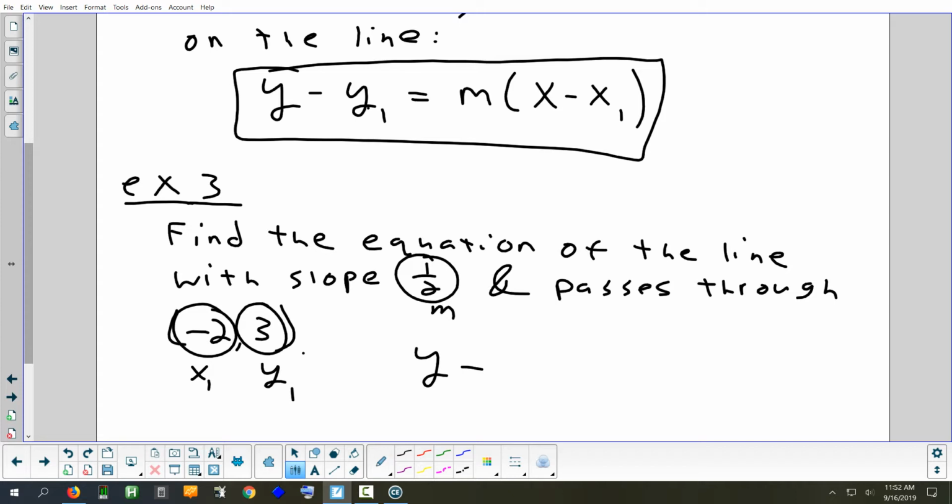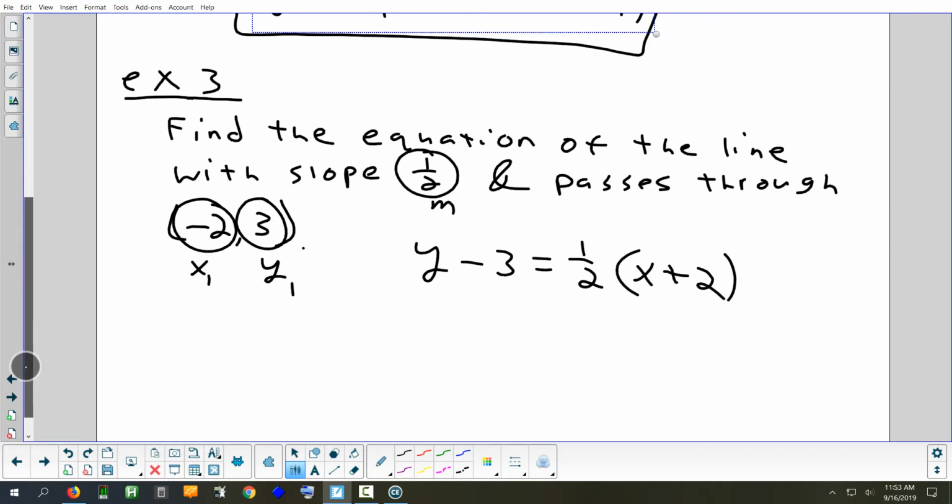So in my example, it's going to end up being y minus what? 3. Yep. Equals. And what's going to come after the equal sign? 0.5. Yep, 0.5 or 1/2. And then x plus 2. Because there's a negative for x1, so when you subtract a negative there, it's going to come out positive. And that's it. That's the equation of a line in point slope form.